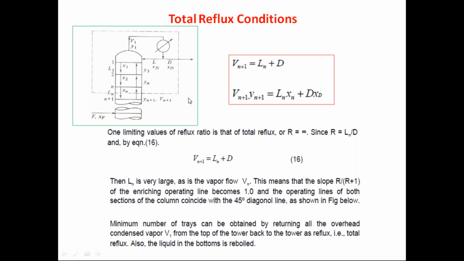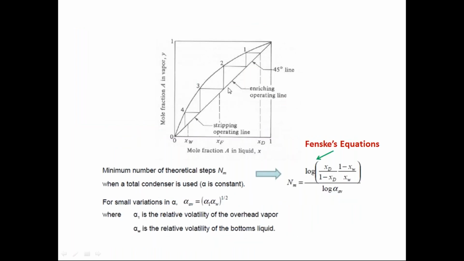Under such condition, you can see the operating line merges with the 45 degrees diagonal line. So the maximum possible distance between the equilibrium curve and operating line will be found under the total reflux conditions. Whereas if the reflux is decreasing, then it will go towards the equilibrium line. Then you can see that the number of plates will be very less. That means a minimum number of plates will result under total reflux conditions.